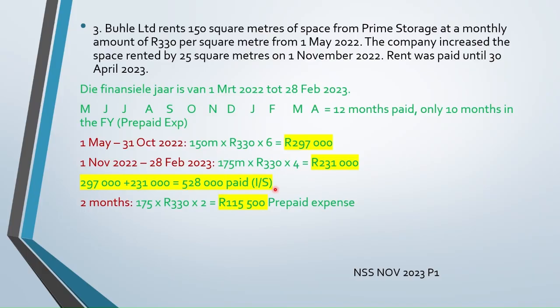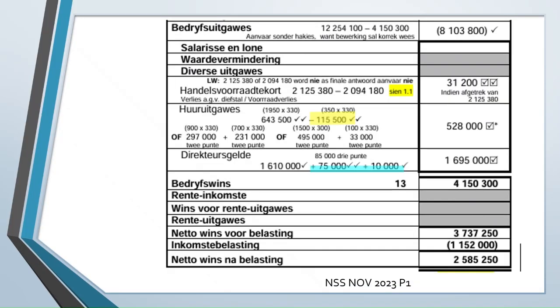And then the 2 months, that would be March and April, that is the prepaid expense, 175 times 330 times 2 gives us the prepaid expense amount. Okay, to show you this, this is the income statement. Huuruitgawes is rent expenses, and this is the rent expense.